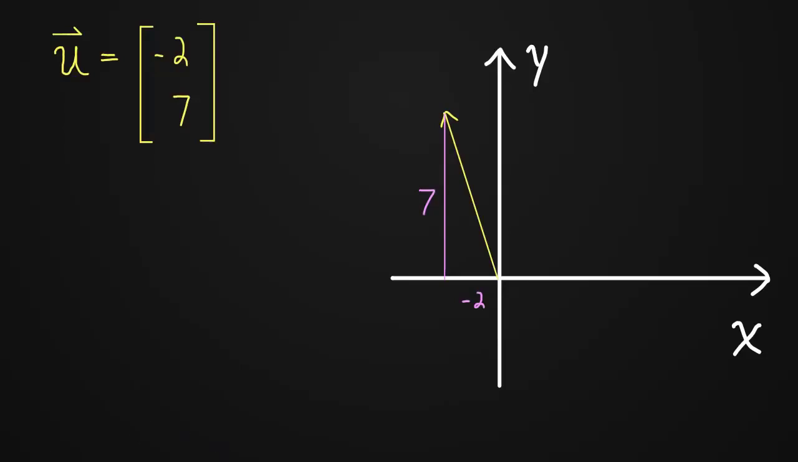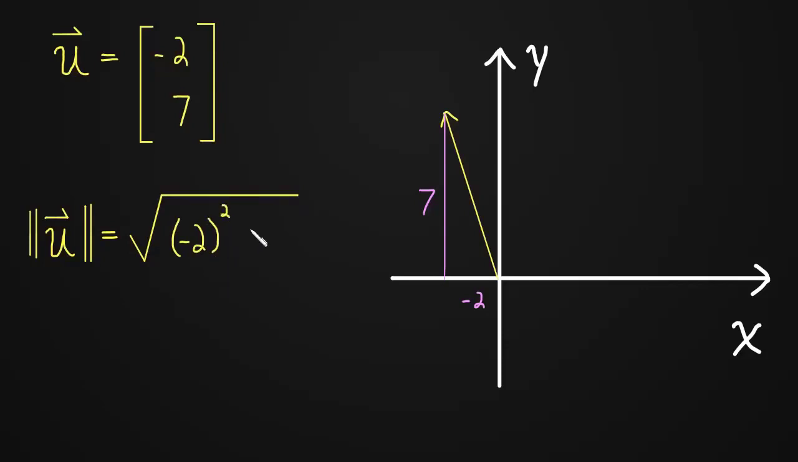Okay, and now the length of u, again, is just given by the Pythagorean theorem. And we can just skip right to the final step. And this is just going to be equal to the square root of negative 2 squared plus 7 squared, which turns out to be the square root of 53. And that's it. It's as simple as that.